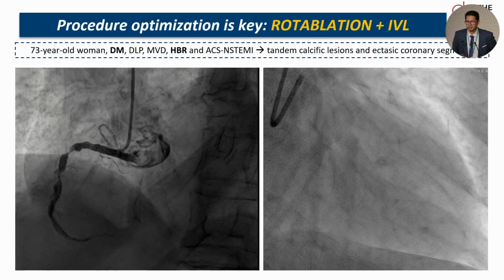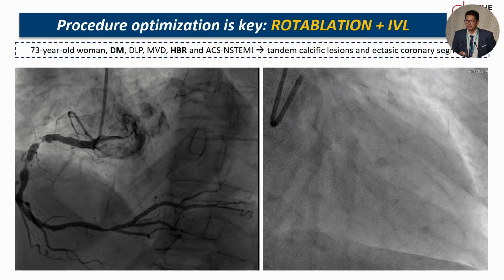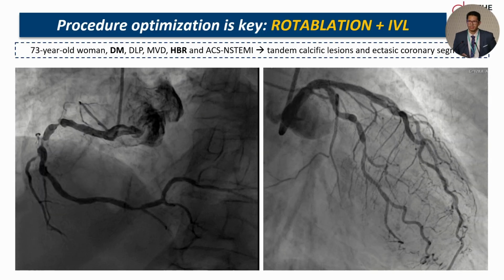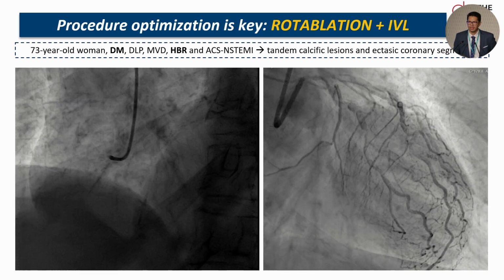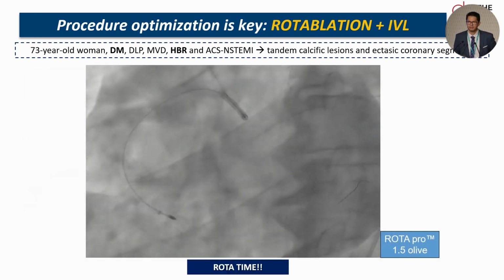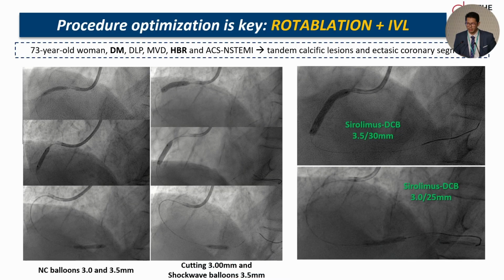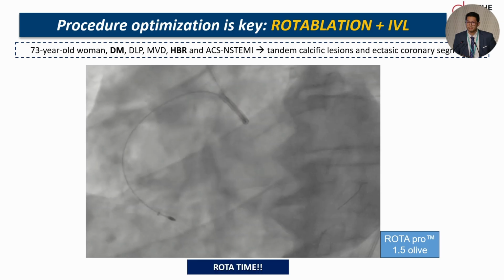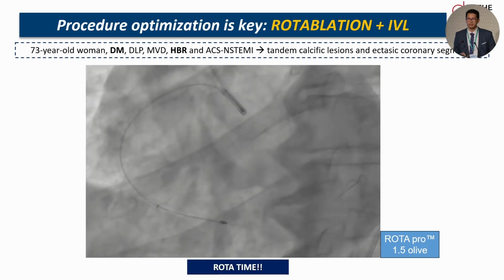But I don't want to finish with a bad case. I want to finish with a good case. Lesion preparation is the key. So, a super complex calcified plaque, and another plaque, really simple, in the left circumflex. We tackled this first doing rotablation. Yes, this was rota all over the vessel.